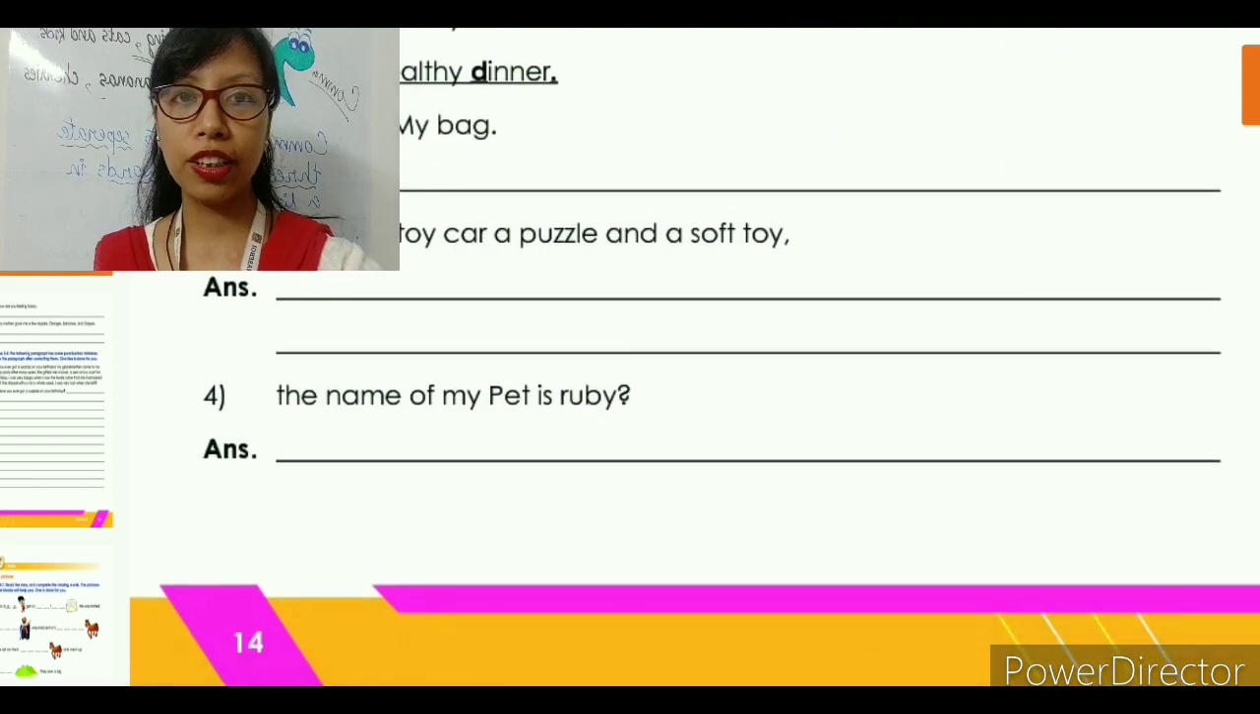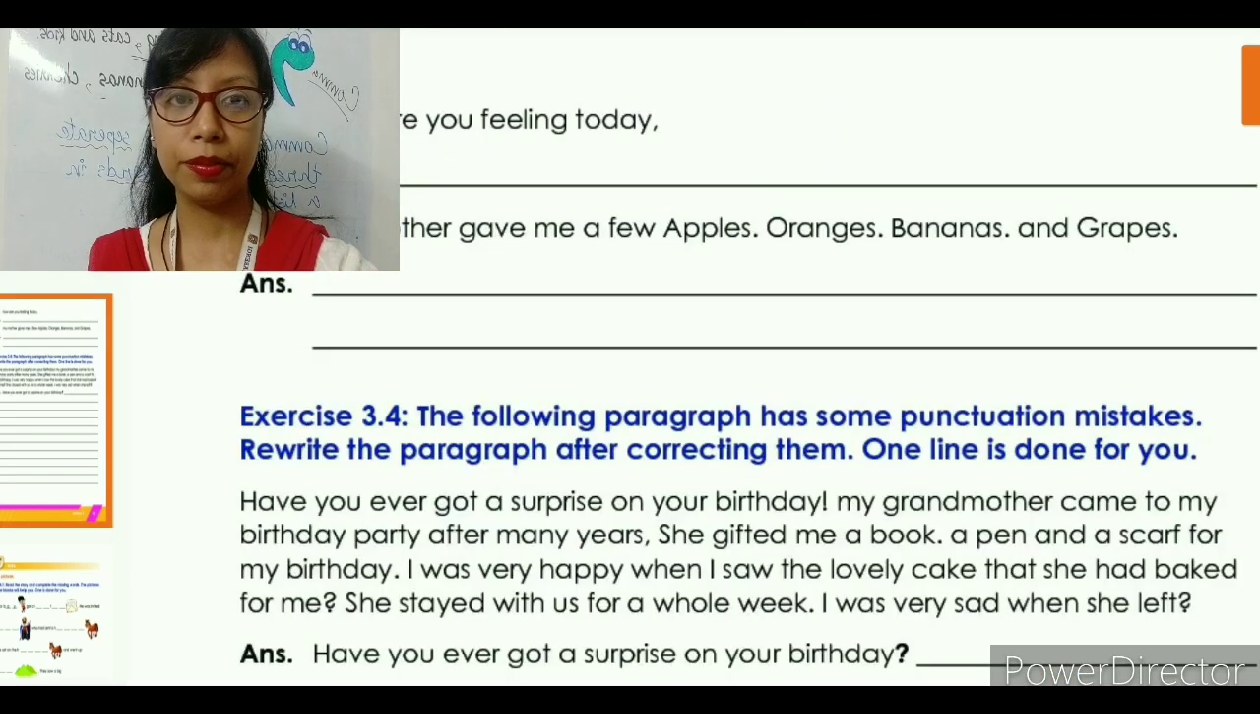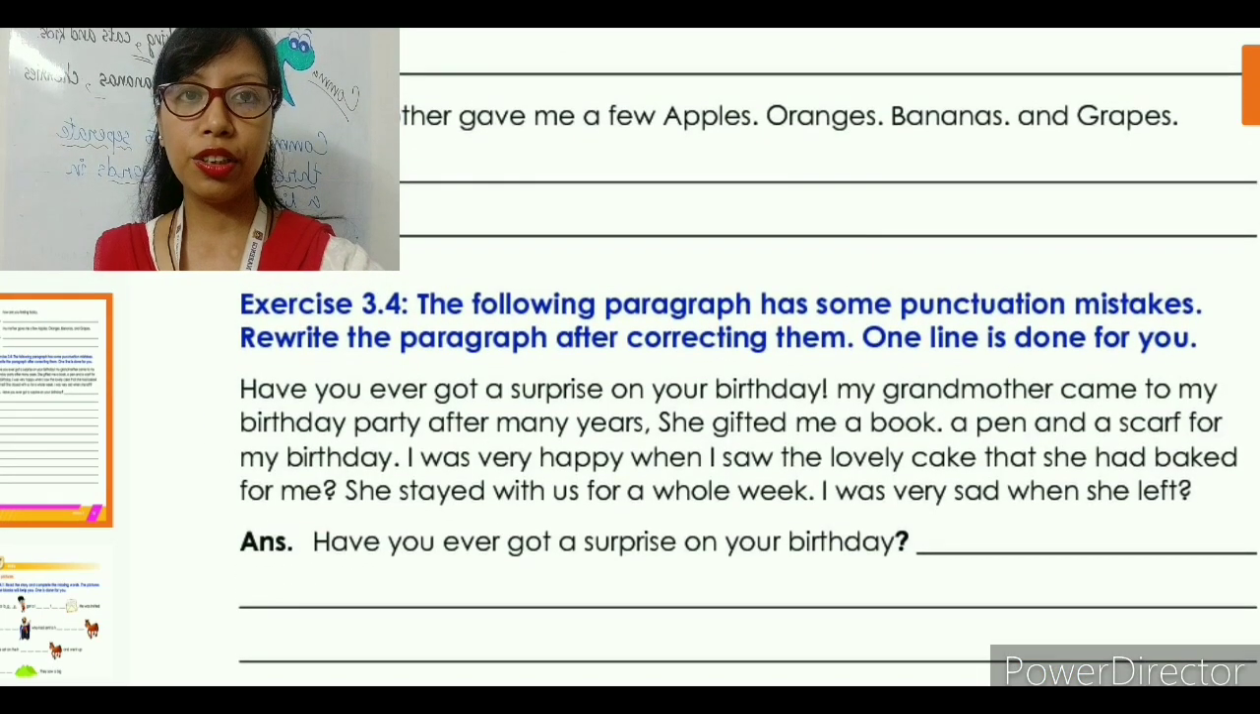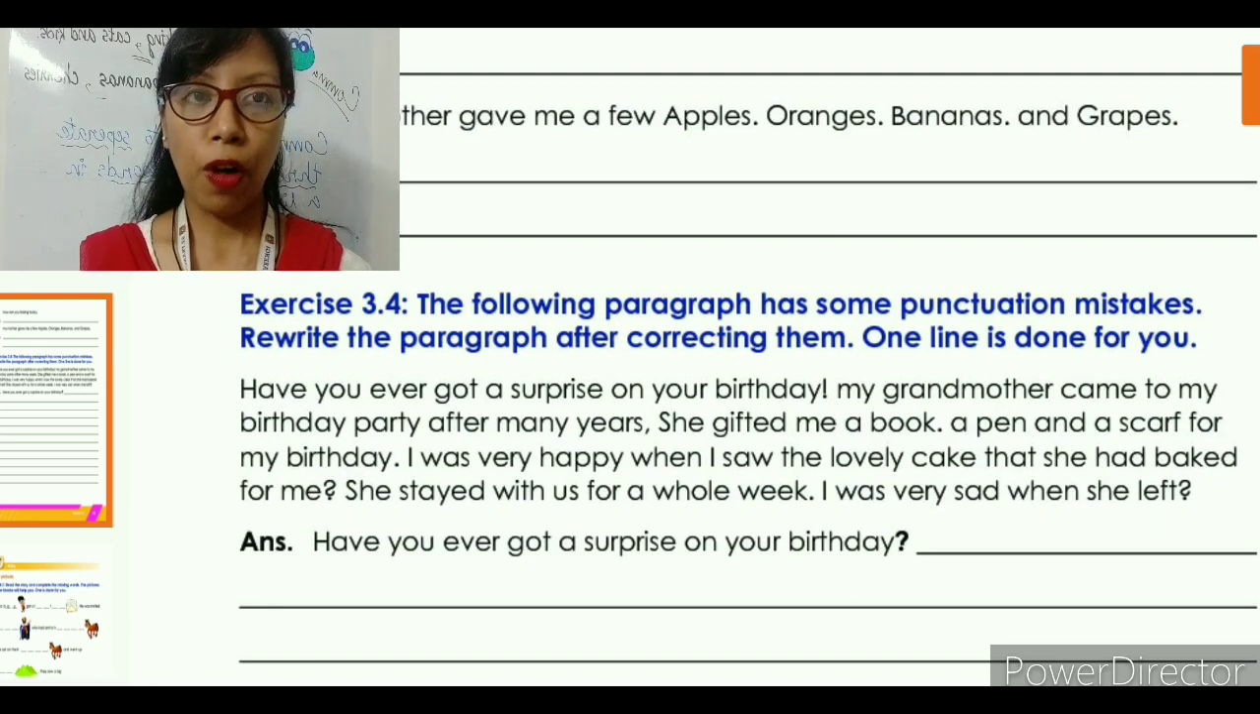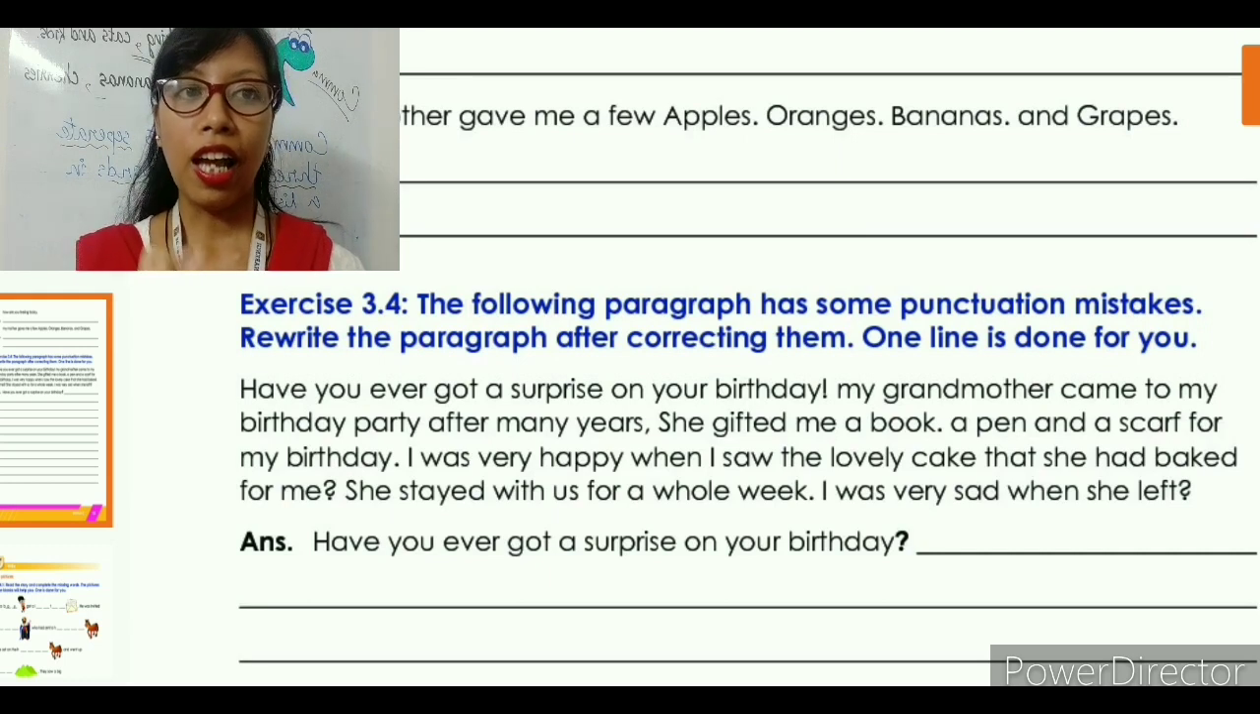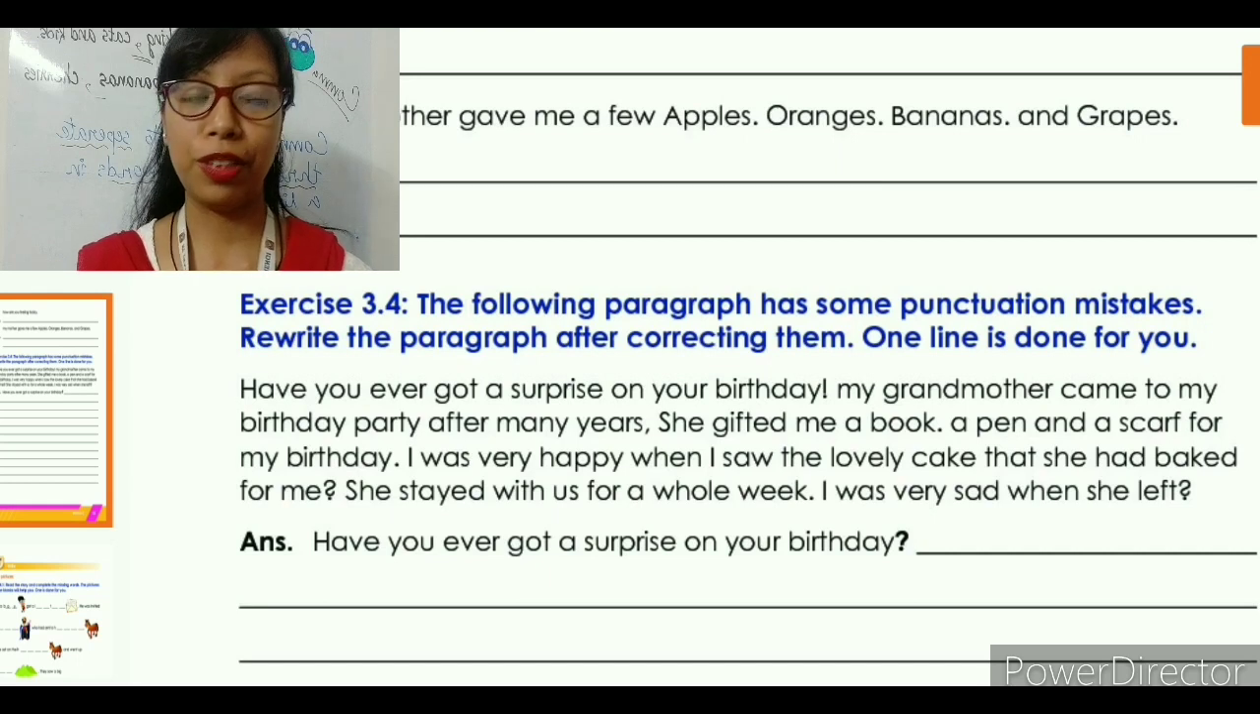Now let's move towards page number 15. Exercise 3.4. The following paragraph has some punctuation mistakes. So rewrite the paragraph after correcting them. One line is done for you. Have you ever got a surprise on your birthday? So exclamation mark is there. Okay. So you have to rewrite the whole paragraph with the correct punctuation marks.